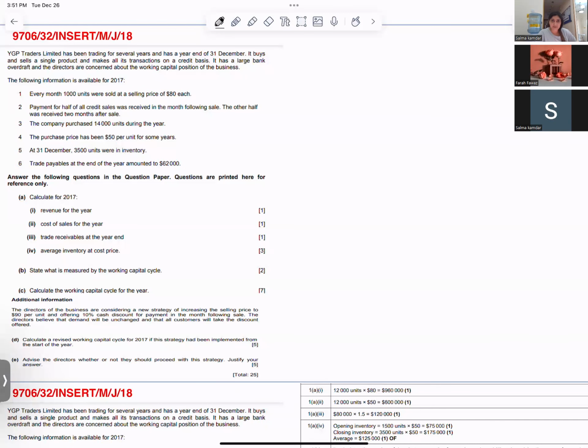So we are basically doing May, June 2018, paper 32, sum of ratio analysis. Can you read it?